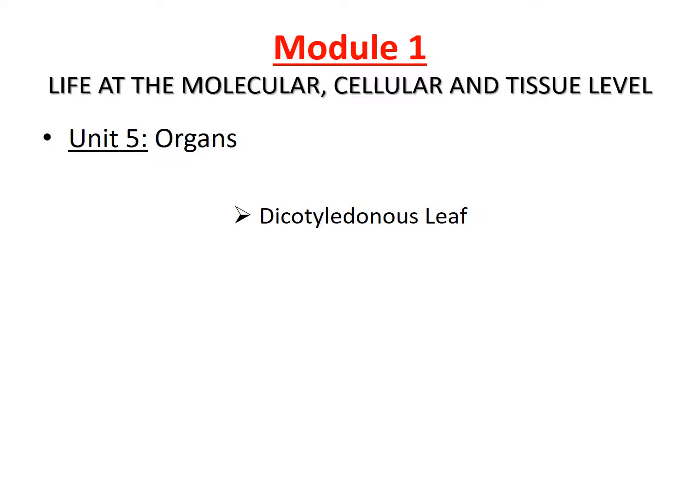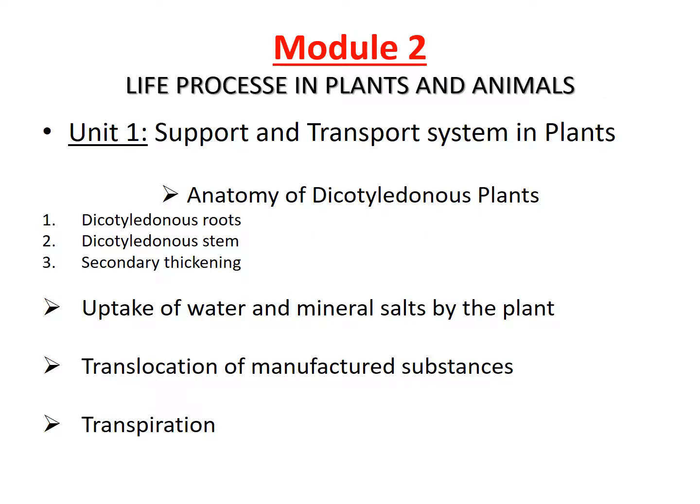And then we're going to come back and do term 2. This is module 2, life processes in plant and animal. So in this module, we're going to look at unit 1, support and transport system in plants. We're going to look at the anatomy of the dicotyledonous plant. We're then going to look at the uptake of water and mineral salts by plants. We're going to look at translocation of manufactured substances. And then we're going to look at transpiration.